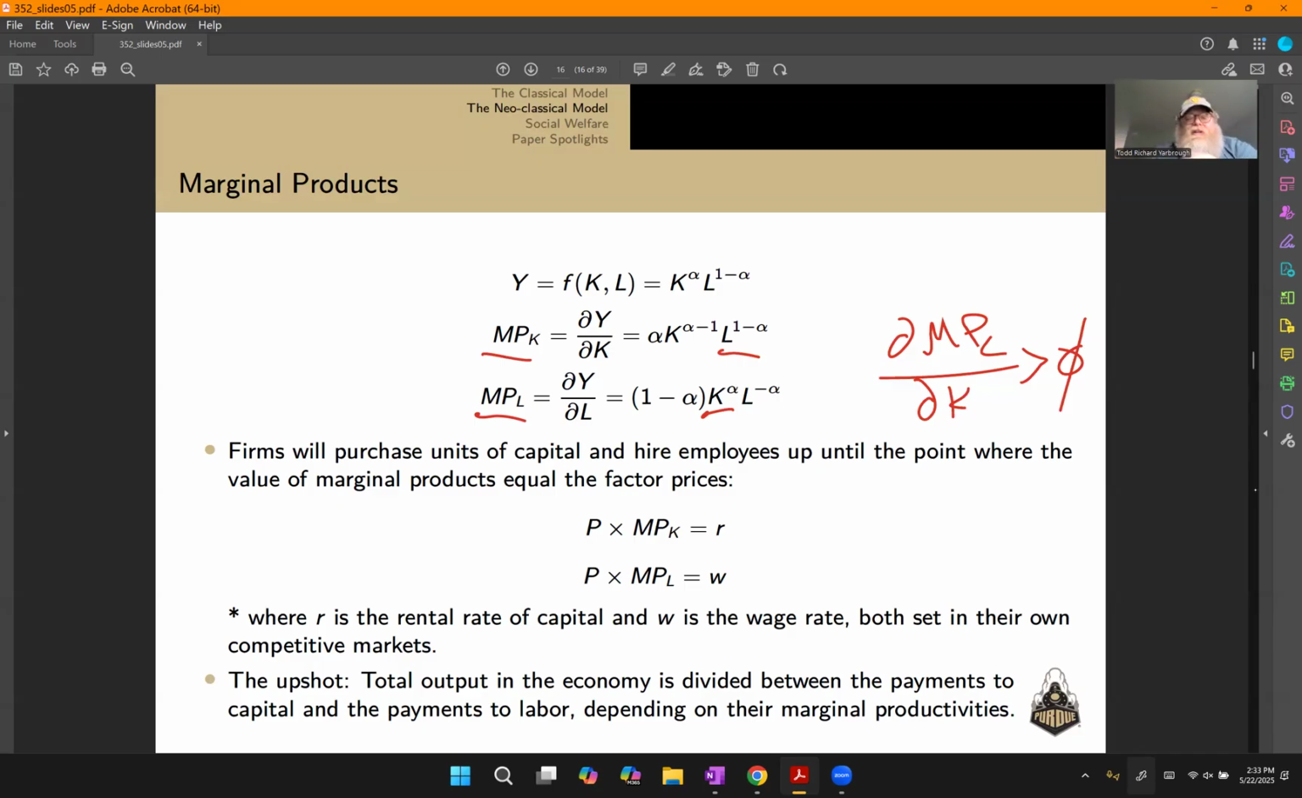And so the upshot of all this is that total output in the economy is divided between the payments to capital and payments to labor. If we think about the material wealth of the economic system, ignoring anything like assets, and just think about it in terms of supply and demand, then what this is saying is that output, GDP in your economy, is going to equal the payments to capital plus the payments to labor.